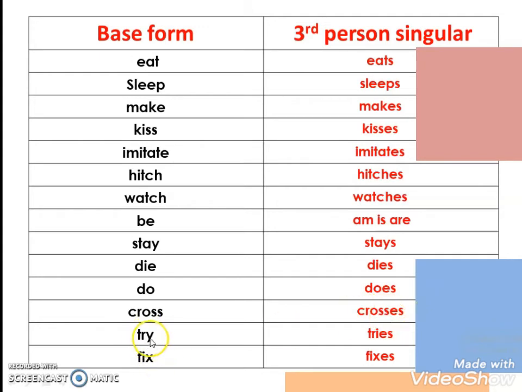Try, it ends with Y. What do I have before the letter Y? I have a consonant letter, R. Because I have a consonant letter which is R, I should cross the Y, then add IES. Tries.